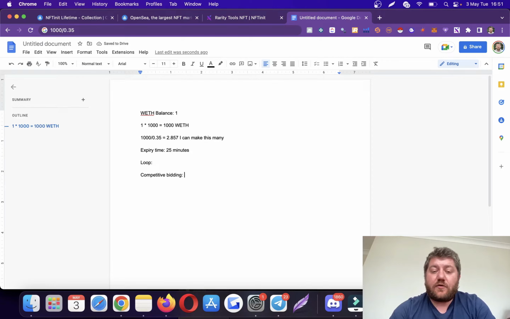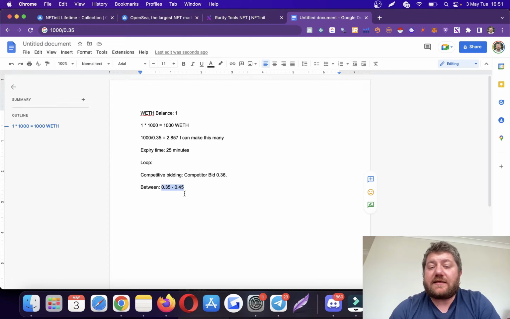So what happens is if your competitor's bid, let me put it here, was 0.36, let's say, and you want to place your bids between 0.35, which is your minimum value, to 0.45. So you want to make your bids in this range. However, you are telling the system to go up to 0.45 if there is an existing bid on the NFT, so that you can outbid your opponent, because obviously the person who is going to accept the offer is more likely to accept the highest bid.